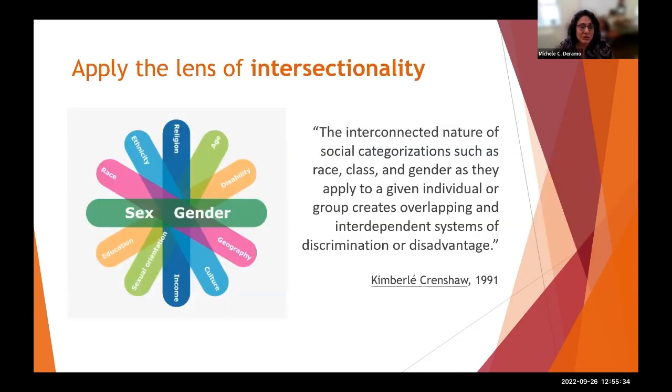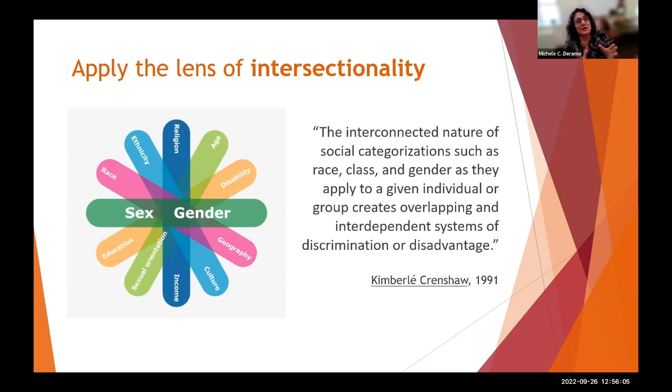We also want to always apply the lens of intersectionality. So what we have here is the definition of intersectionality by Kimberlé Crenshaw, who defined the idea. It's the interconnected nature of social categorizations such as race, class, and gender as they apply to a given individual or group, which creates overlapping and interdependent systems of discrimination or disadvantage.